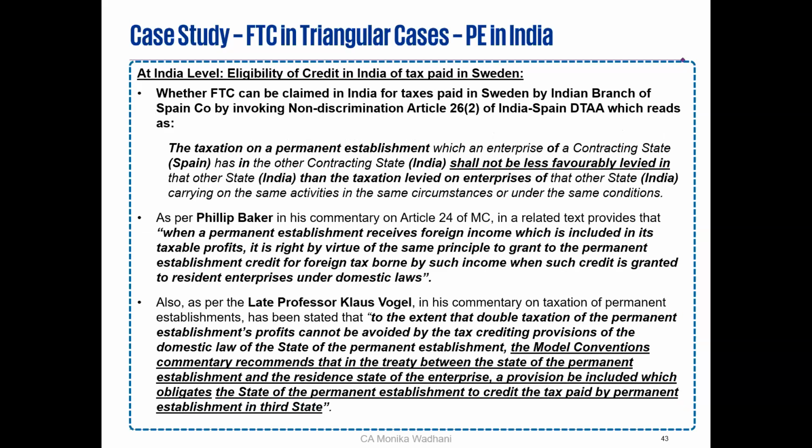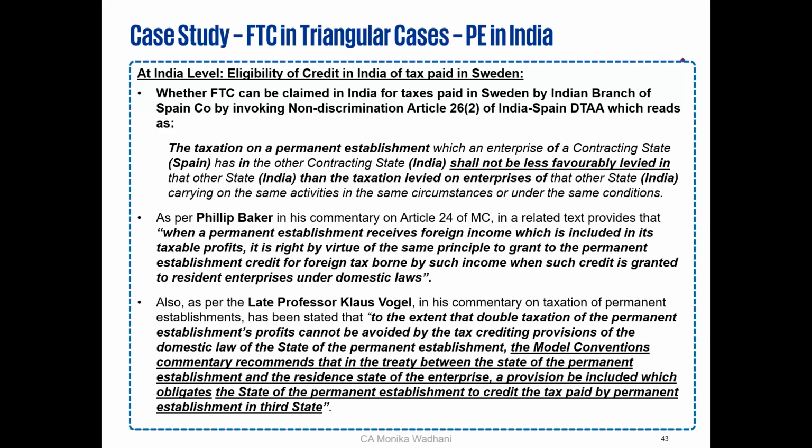So there is Article 26(2), the non-discrimination article of the India-Spain DTAA, which reads like this: the taxation on a PE which an enterprise of a contracting state, Spain, has in the other contracting state, India, shall not be less favorably levied in that other state, India, than the taxation levied on the enterprises of that other state, India, carrying on the same activities in the same circumstances or under the same conditions.